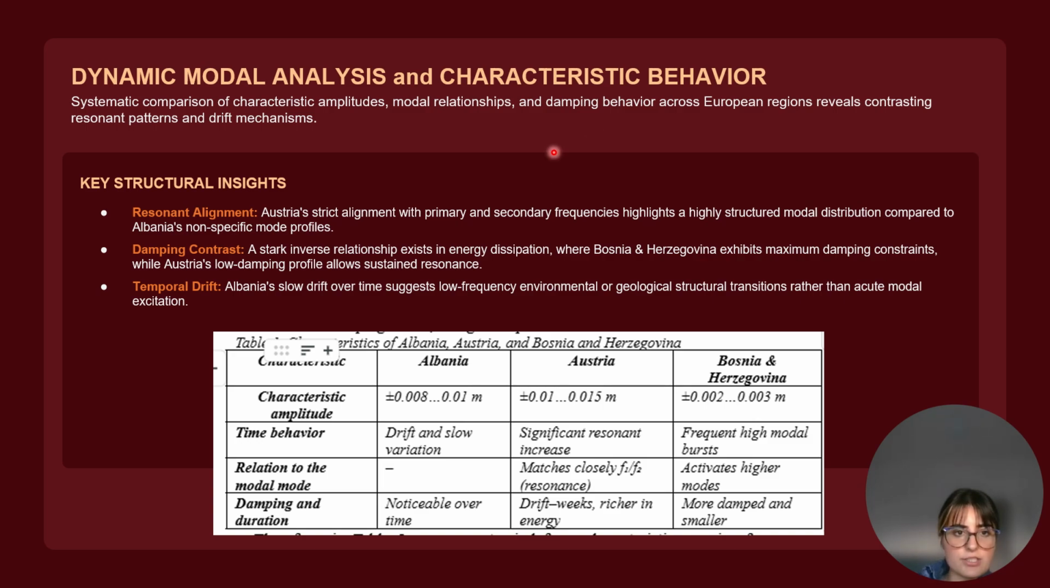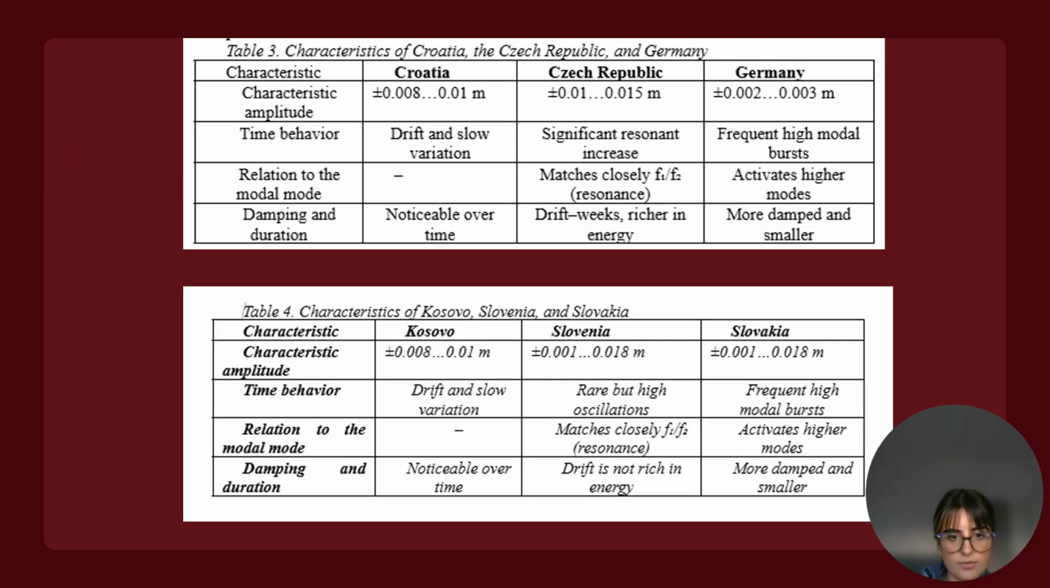Regarding the damping and the duration, Bosnia has the most pronounced damping, described as more damped and smaller, meaning its energy dissipates quickly. Albania exhibits a damping that becomes noticeable over time, and in Austria we have drift weeks and some weeks that are richer with energy. As in the previous slide, here we have different countries. Table 3 presents characteristics of amplitude similar to those we already observed in Albania, Austria, and Bosnia, with Germany showing the smallest values.